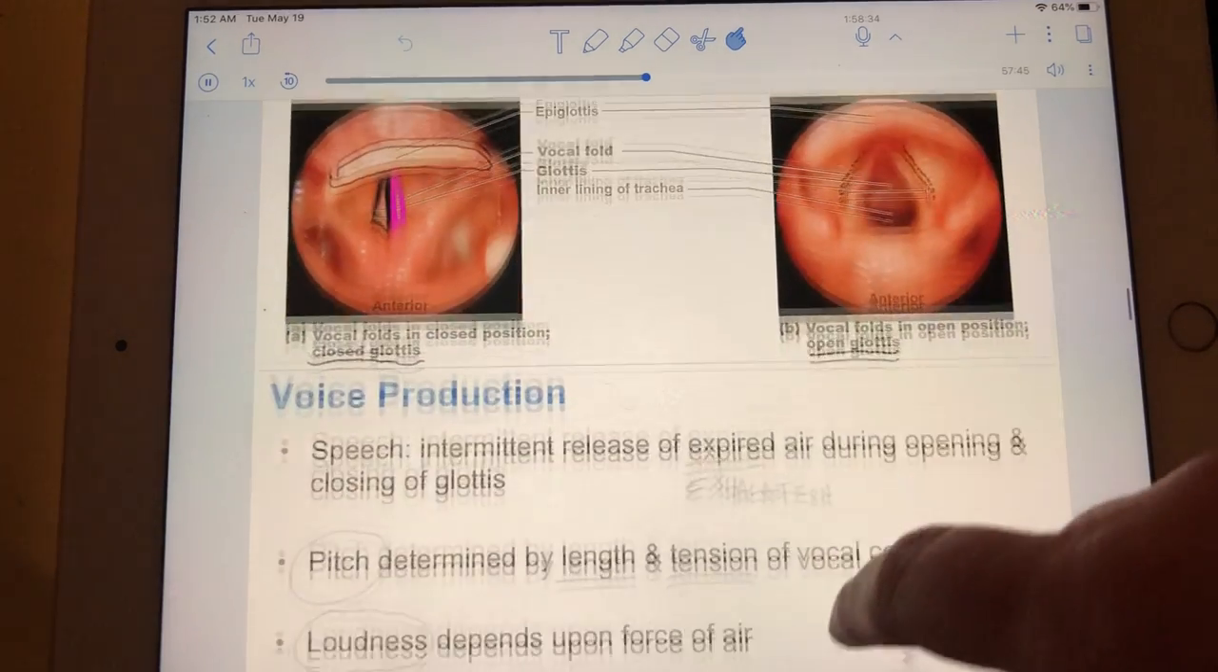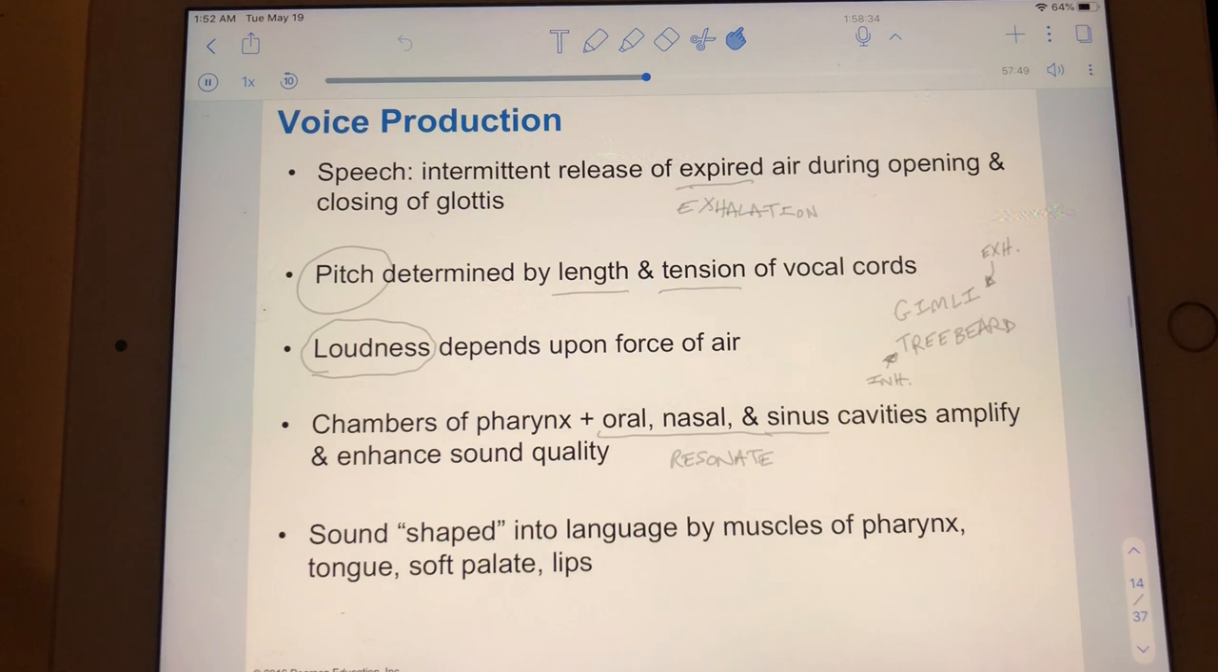Slide 15 next. I actually just went over. Again, the length, how stretched out they are, the tension of those vocal cords, just like the tension of a guitar string, determines pitch, okay? Loudness, however, is determined by how much force upon exhalation we're applying, okay? Now, is it possible to generate sound, speech, song, whatever, during inhalation? Yes, it is.